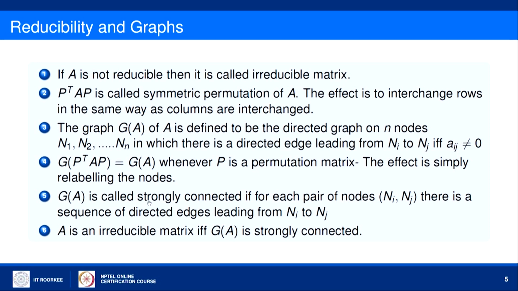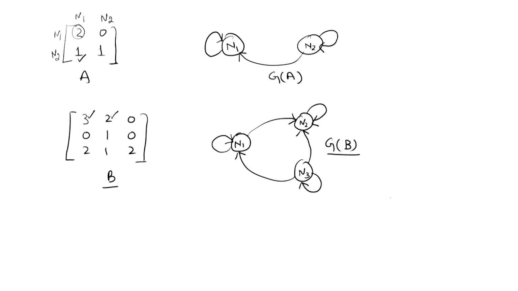Here this graph is called strongly connected if for each pair of nodes ni, nj there is a sequence of direct edges leading from ni to nj, meaning you can reach from ni to nj by a sequence of edges. So if I ask, do I have a connection from n1 to n3? I do not, because I cannot move from n1 to n3 by using any sequence of edges of this graph.